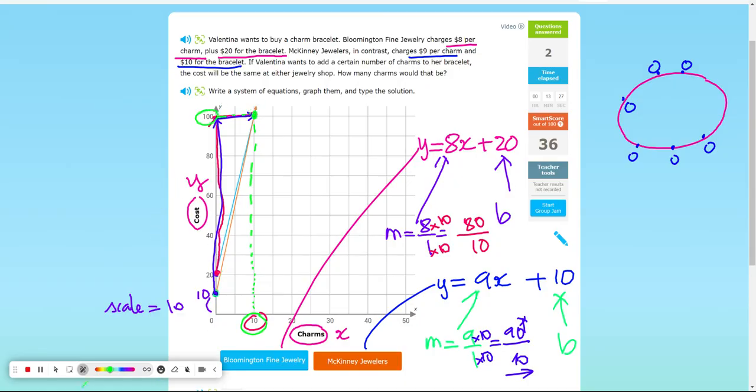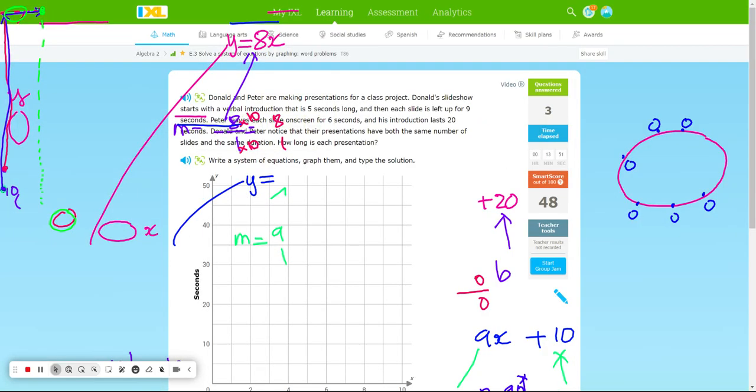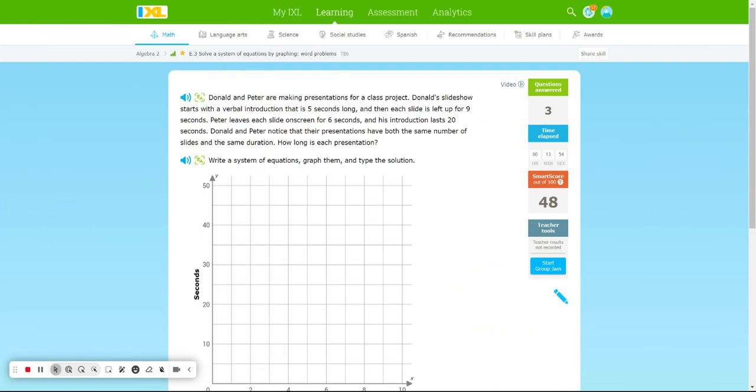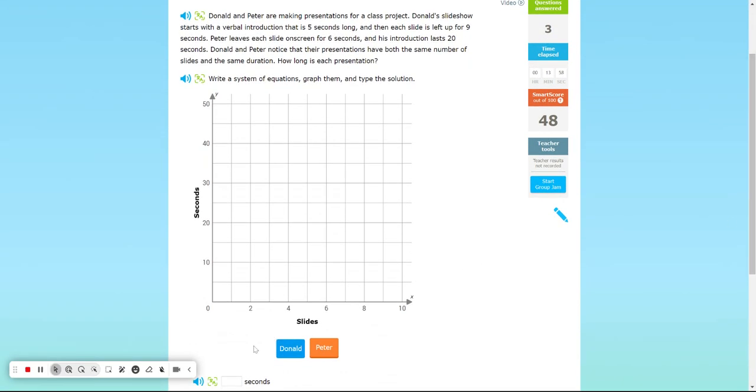Okay, so I go and find my answer box. They want to find out the number of charms. The cost will be the same, so how many charms would that be? So I put number 10 into the answer box. Okay, 10 right there, and then I'm done. Submit. Voila. All right. Ooh, we got 48 points. Okay. Next problem over here.